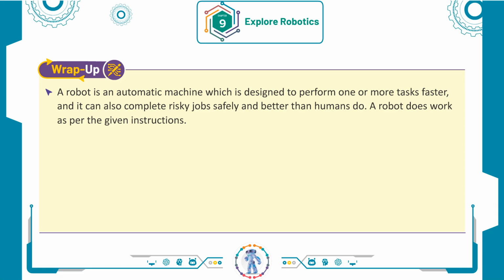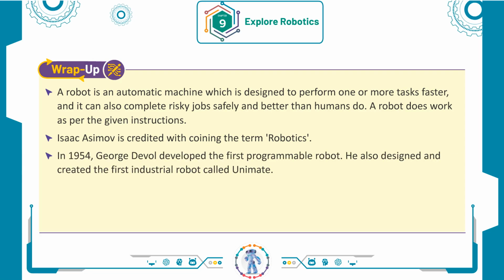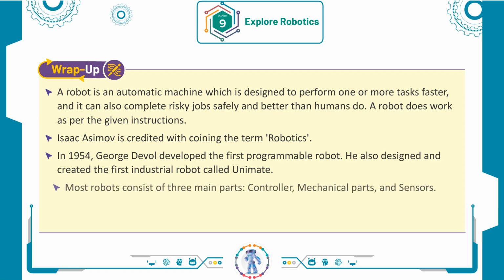A robot does work as per the given instructions. Isaac Asimov is credited with coining the term robotics. In 1954, George Devol developed the first programmable robot. He also designed and created the first industrial robot called Animate.